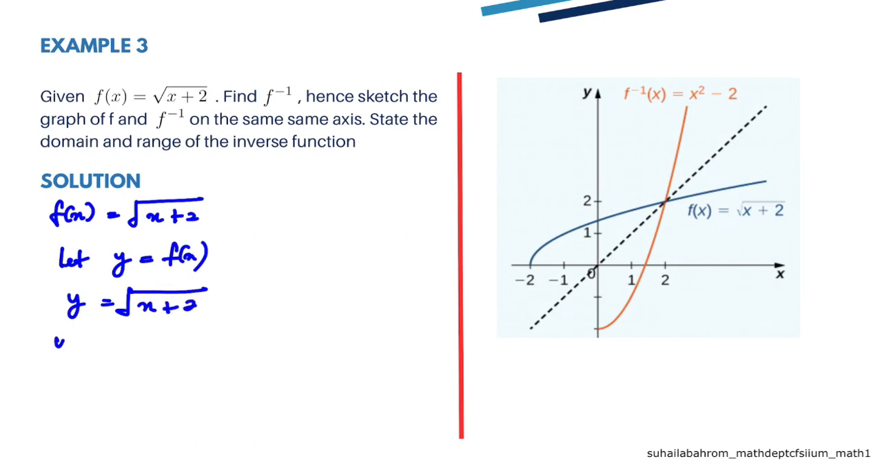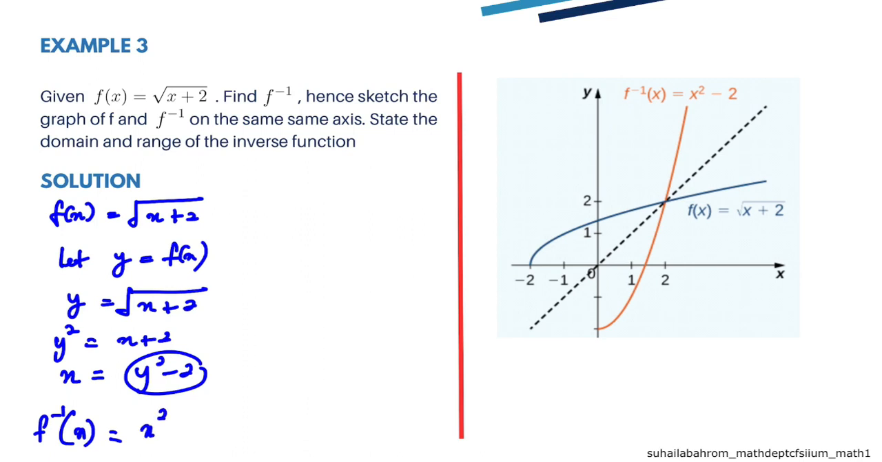We have to make x the subject. So y squared is equivalent to x + 2. Therefore, x is equivalent to y squared minus 2. So this is our inverse function. Therefore, f inverse of x is equivalent to x squared minus 2.